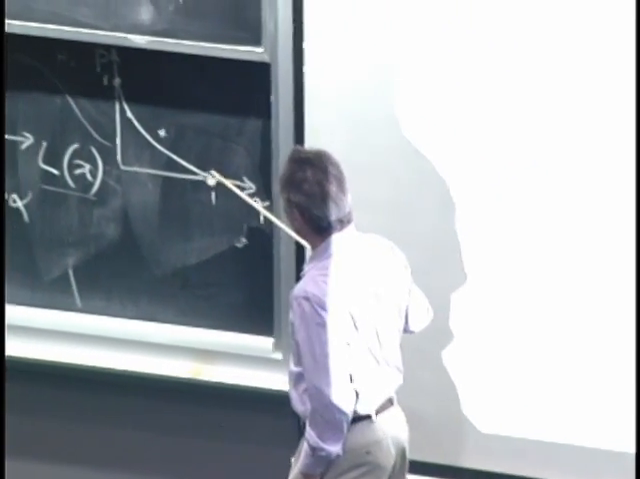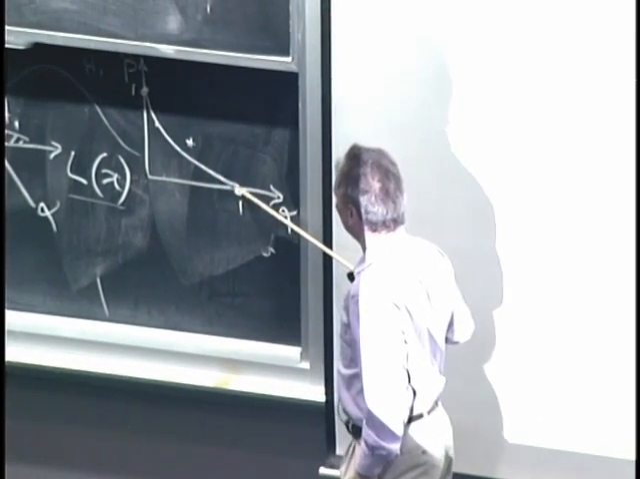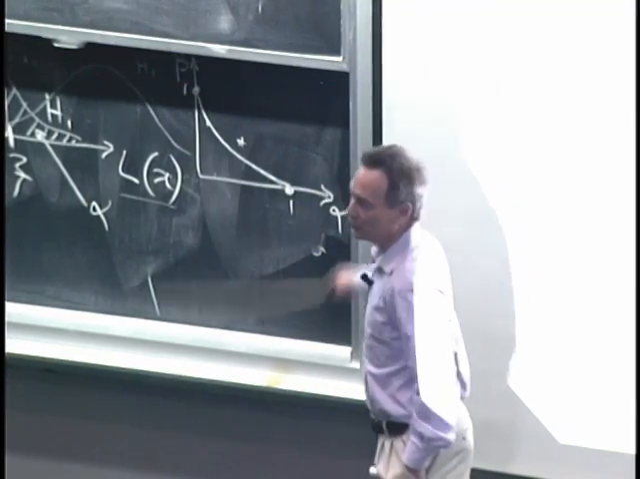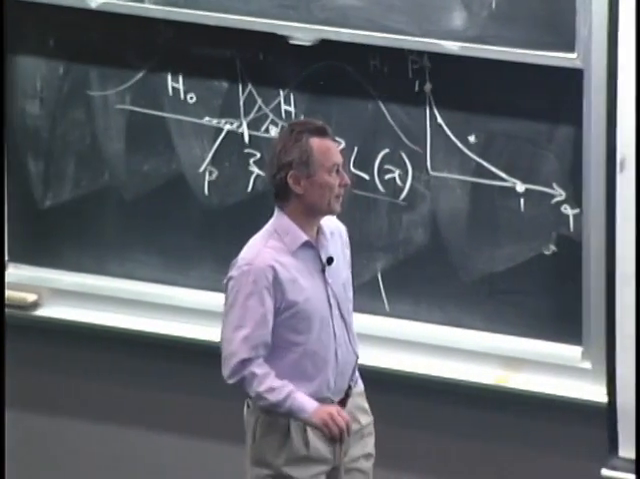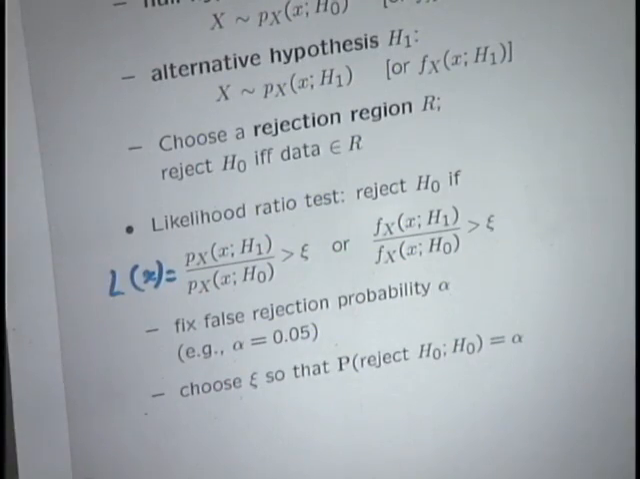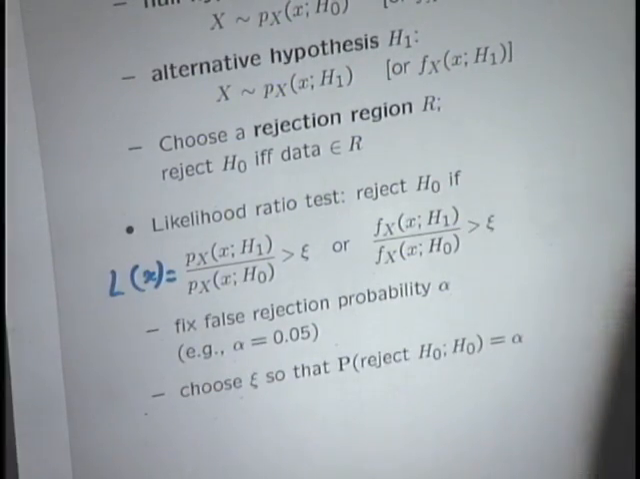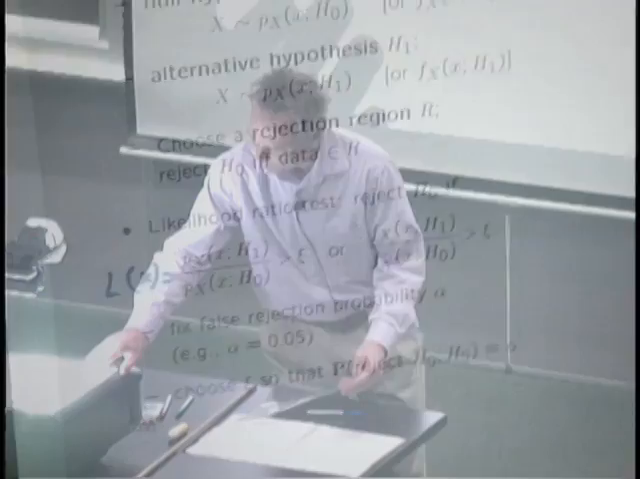But at least we would like to have a test that deals with this trade-off in the best possible way. For a given value of alpha, we want to have the smallest possible value of beta. And the theorem is that likelihood ratio tests do have this optimality property. For a given value of alpha, they minimize the probability of error of a different kind.